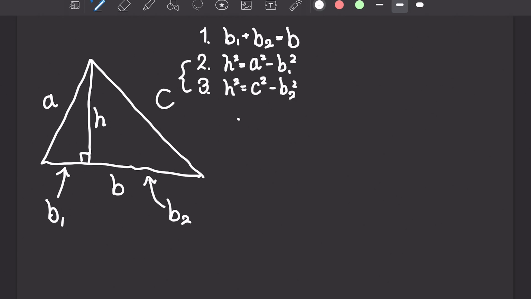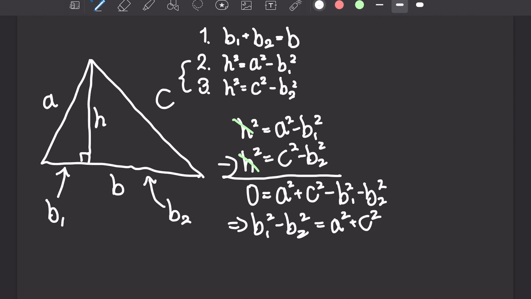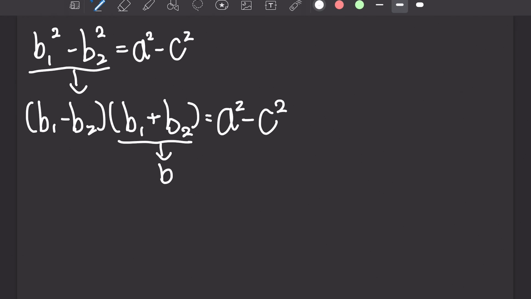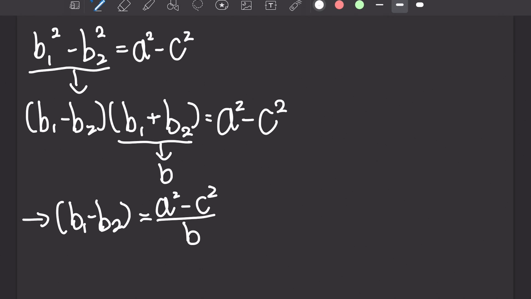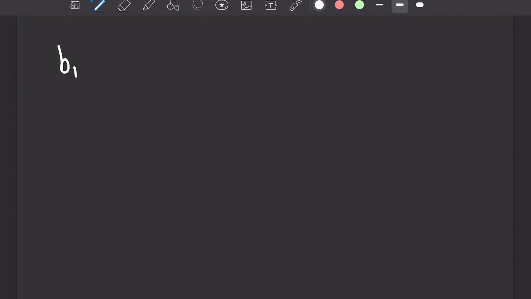So we're gonna try subtracting equations 2 and 3. I think we can factorize that. So we have b1 squared minus b2 squared, which can be simplified to (b1 minus b2) times (b1 plus b2). I'll leave the right-hand side alone because I noticed that b1 plus b2 equals b. Dividing by b, we get b1 minus b2 equals (a squared minus c squared) over b.